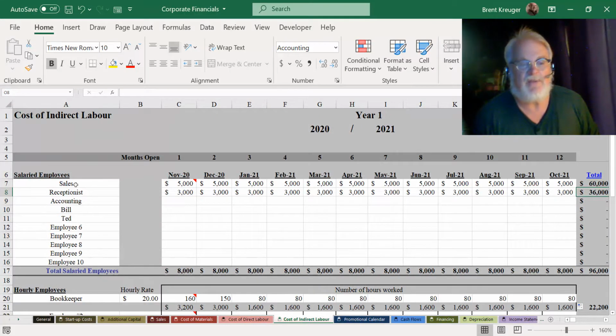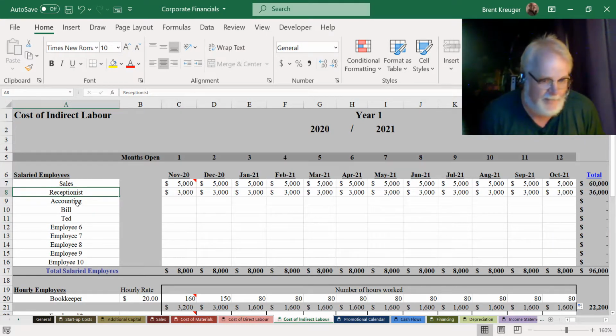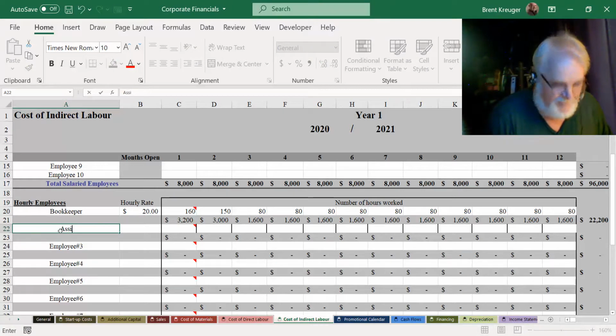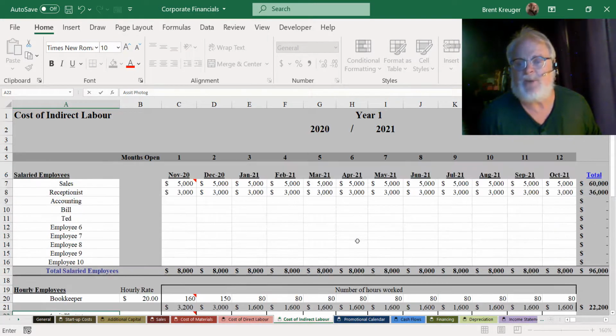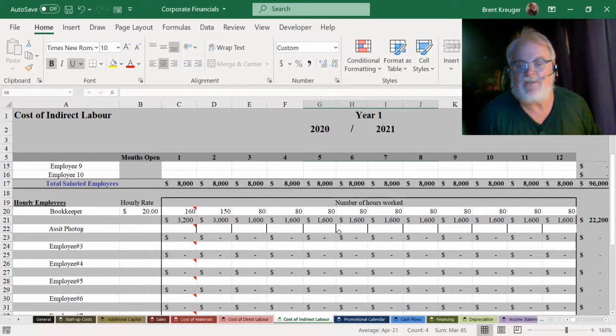Maybe you're going to start off with just one person, a receptionist, and it's a receptionist / bookkeeper. And maybe this is just your assistant, your assistant photographer. And when do we need this person? Well, we need this person in March, April, May, June. Remember, those were our busy seasons, I can go back to my sales and say that. So I'm going to say yes, I'm going to hire an assistant photographer.